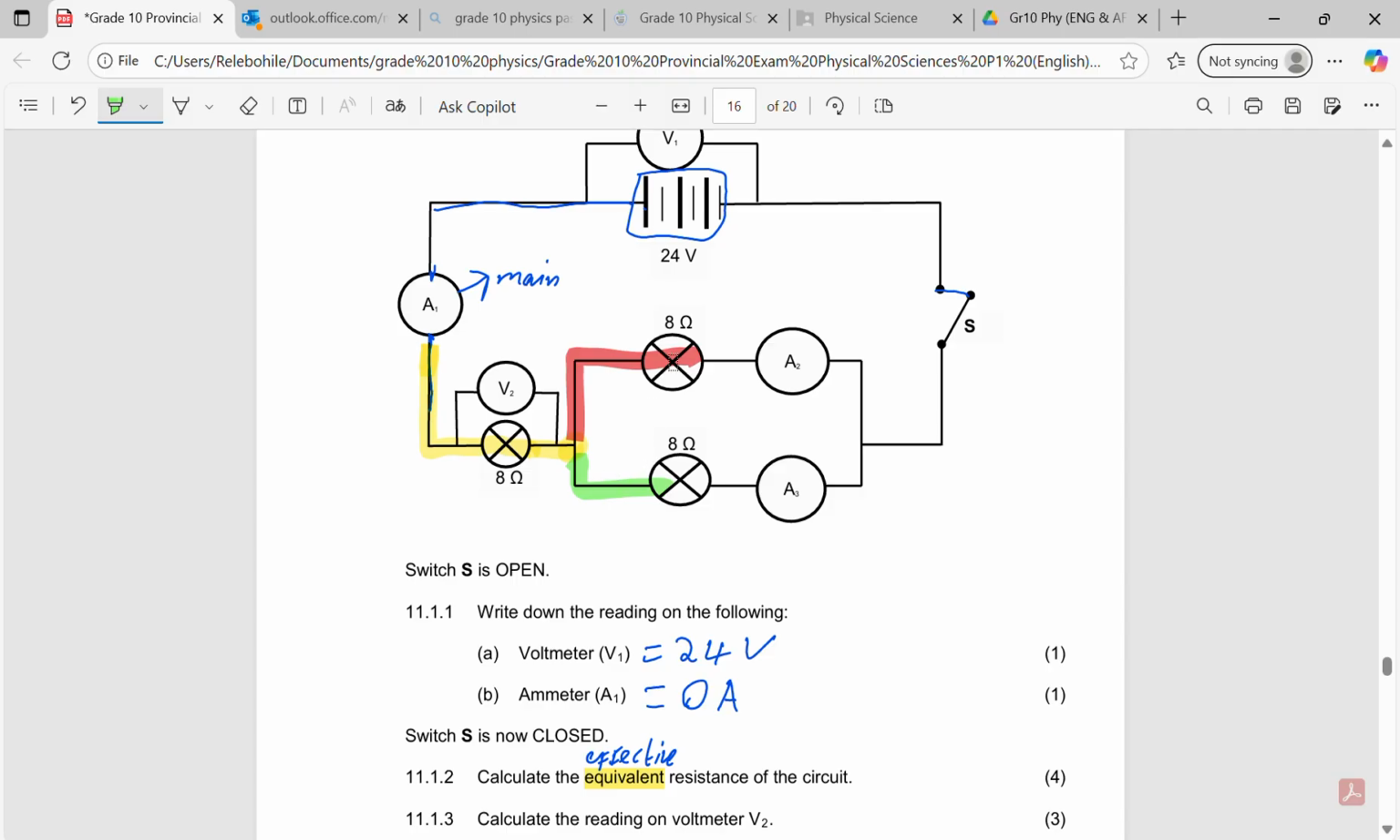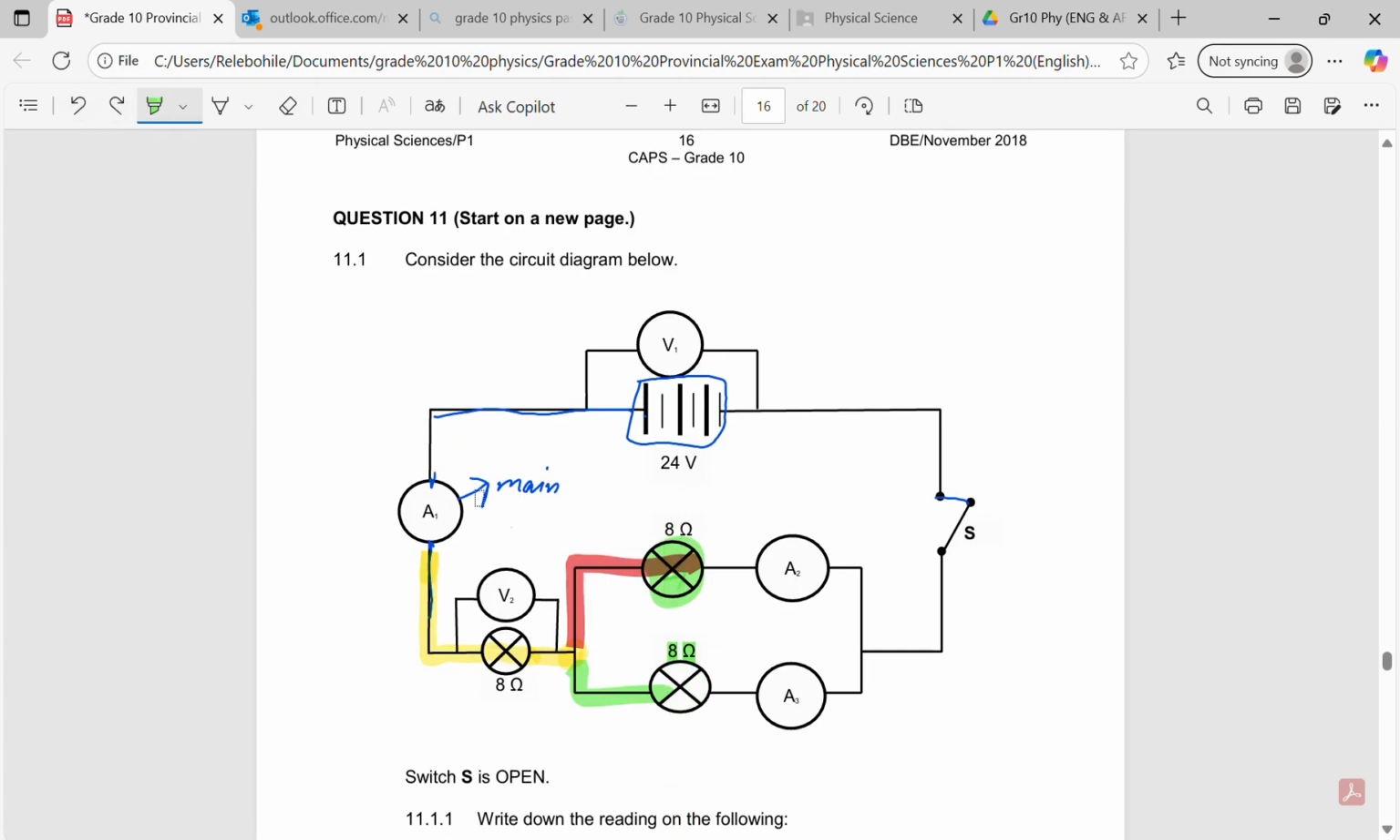All right, so this means that these two bulbs are connected in parallel. Okay, the two bulbs are connected in parallel, these two. Now let's get into finding the total resistance.